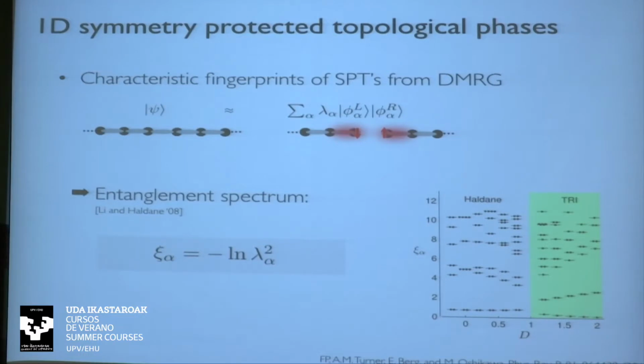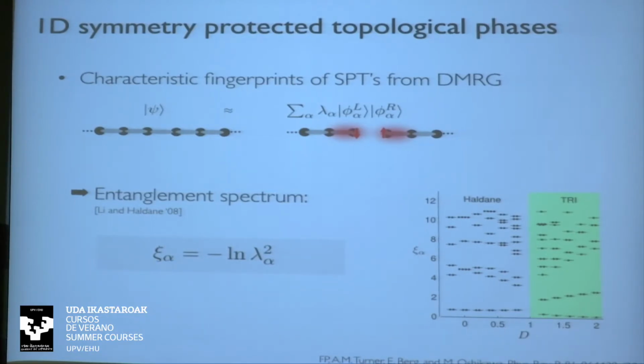So then you can look at the entanglement spectrum, which is just the logarithm of the Schmidt values squared. You find that all the Schmidt values actually come in pairs in the Haldane phase, while they can have any kind of multiplicity in a trivial phase.